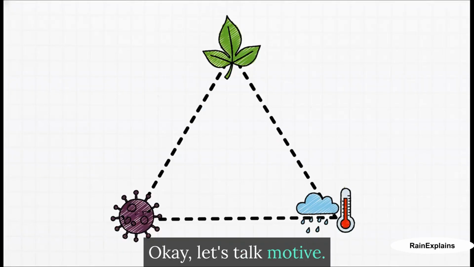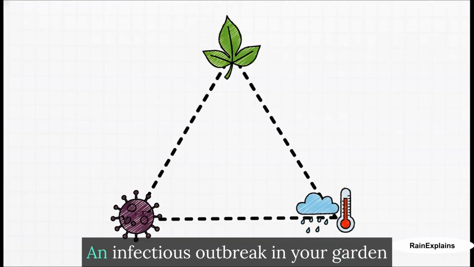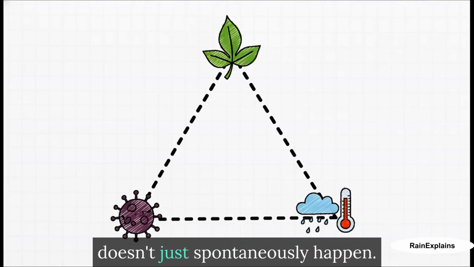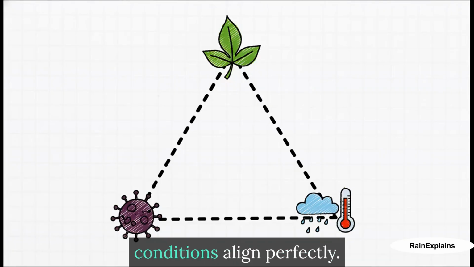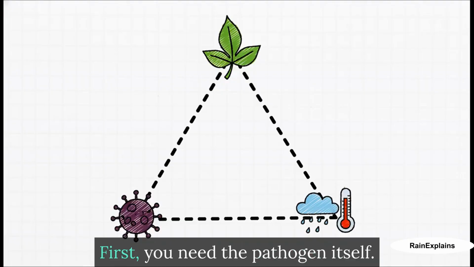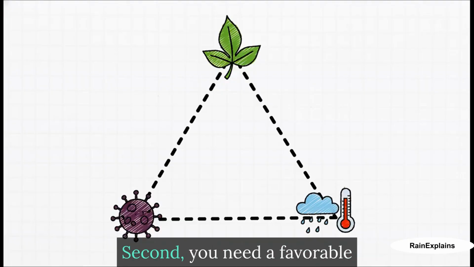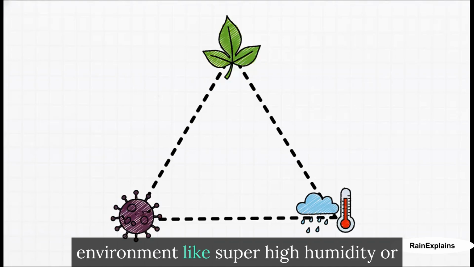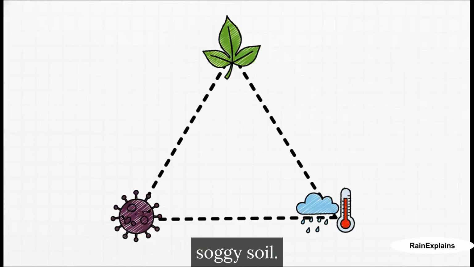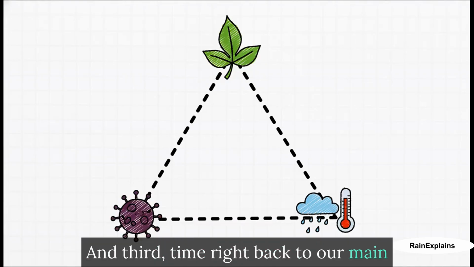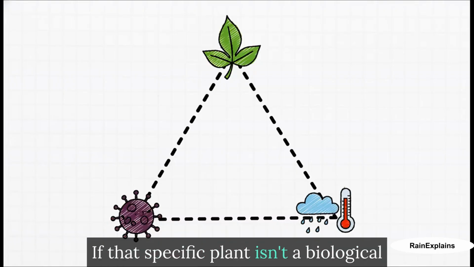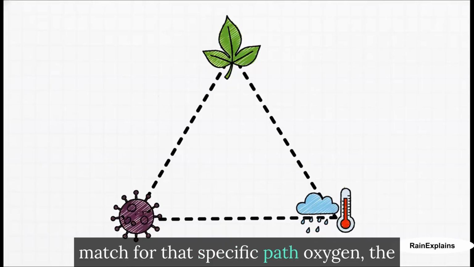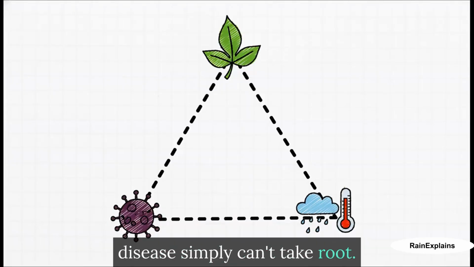Okay, let's talk motive. Check out the disease triangle. An infectious outbreak in your garden doesn't just spontaneously happen. It only occurs when three very specific conditions align perfectly. First, you need the pathogen itself. Second, you need a favorable environment, like super high humidity or soggy soil. And third, tying right back to our main theme, you need a susceptible host. If that specific plant isn't a biological match for that specific pathogen, the disease simply can't take root.